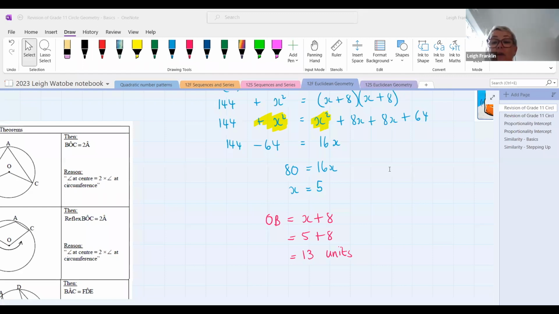All right, so there we go. You can take a screenshot of that as well. And there are 2 examples for you. One on line from center, perpendicular to chord, and the other one on how we would use line from center to midpoint of chord.